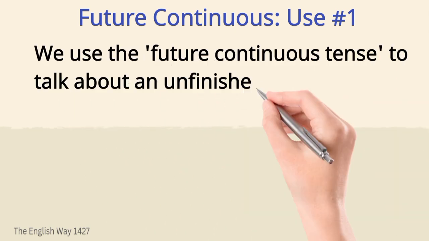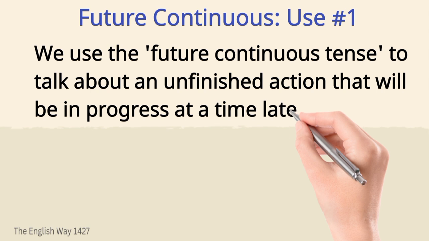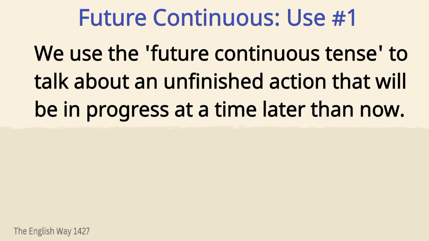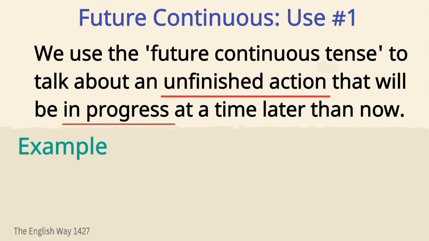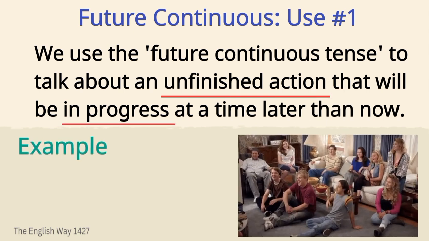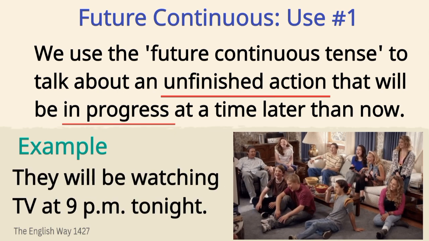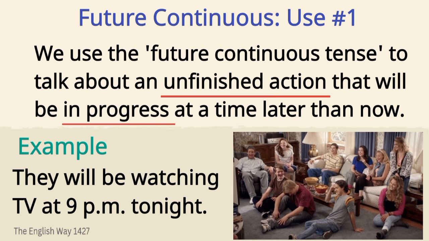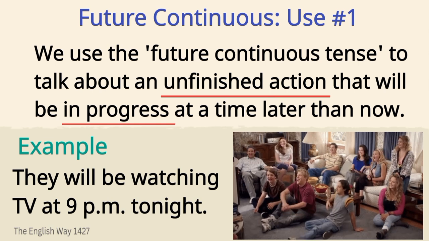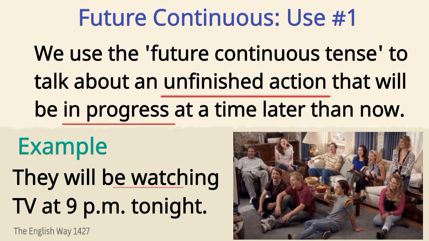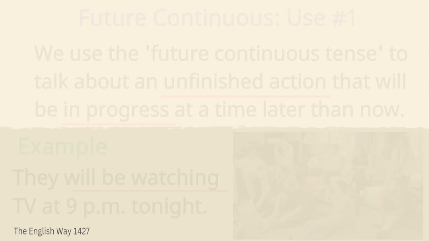Future continuous, use 1. We use the future continuous tense to talk about an unfinished action that will be in progress at a time later than now. Look at the example. They will be watching TV at 9 p.m. tonight.